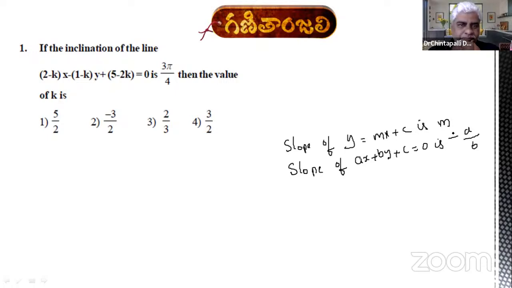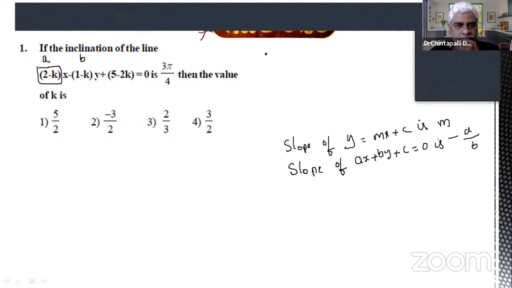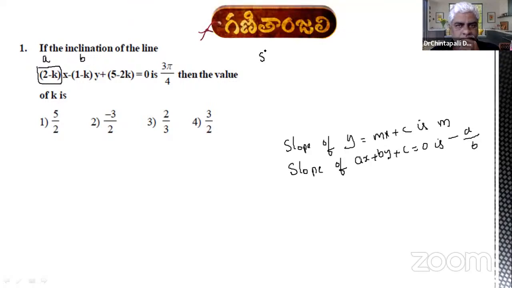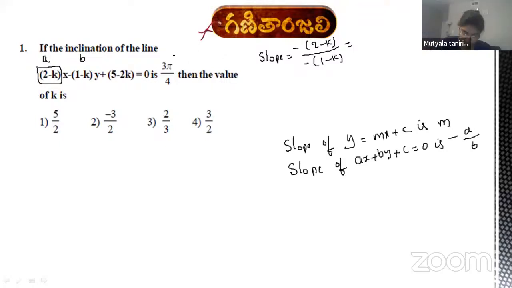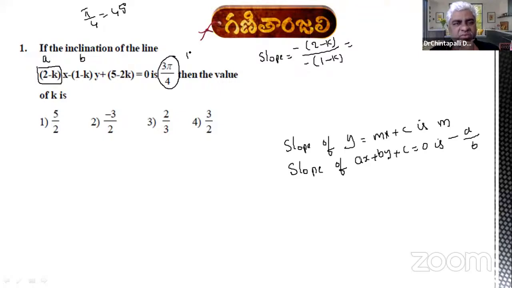What is a here? 2 minus k. It is b. Negative of 1 minus k, right? Yes, sir. Inclination is given, 3 pi by 4. Pi by 4 is equal to 45 degrees. 3 pi by 4 means 3 into 45, that is 135 degrees.